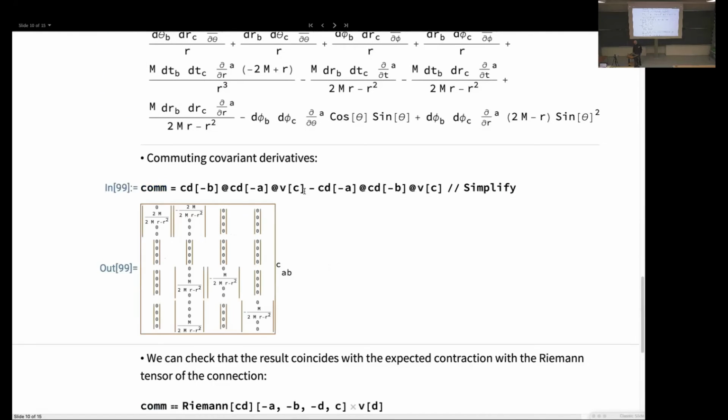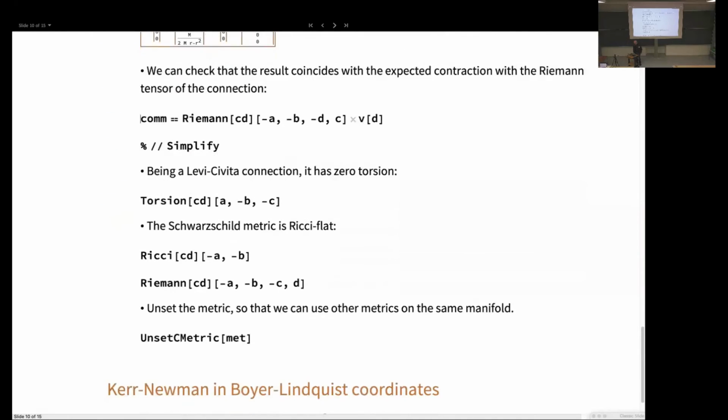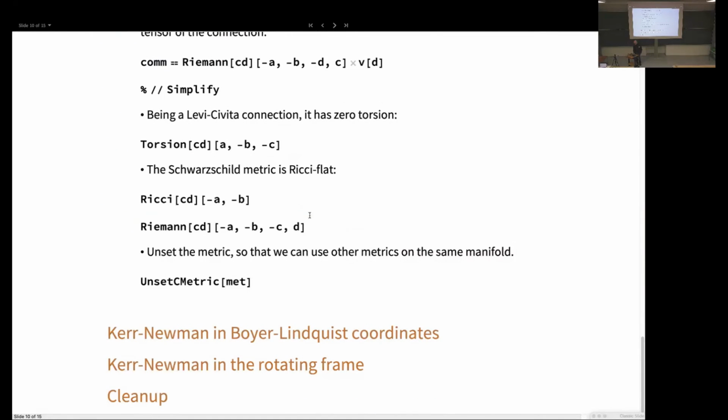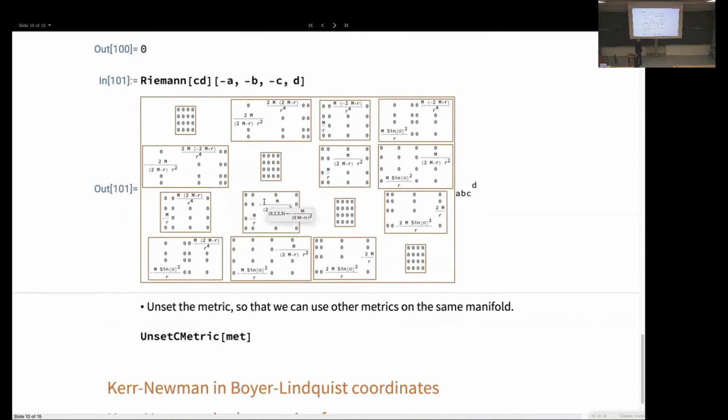Very quickly, you can do Riemanns, that's Riemann. Okay. That will be Ricci, 0. That's a Riemann, right? This is like Mathematica. You have boxes of boxes, matrices of matrices.